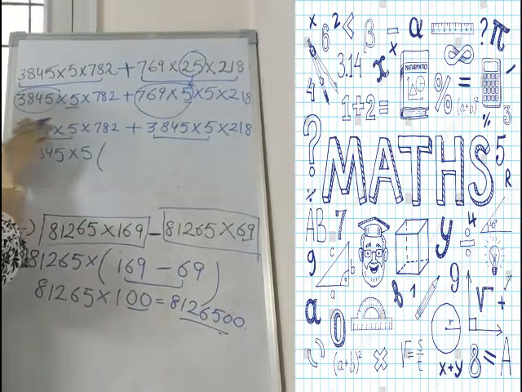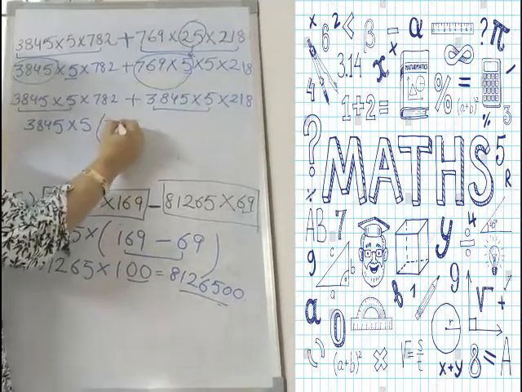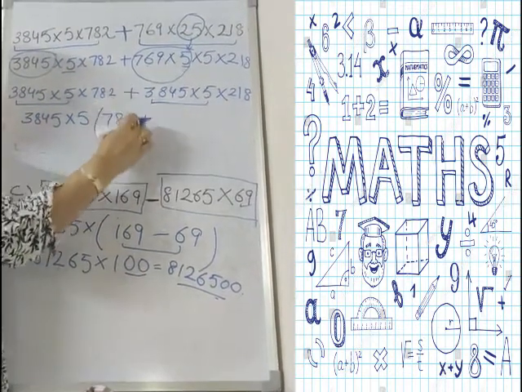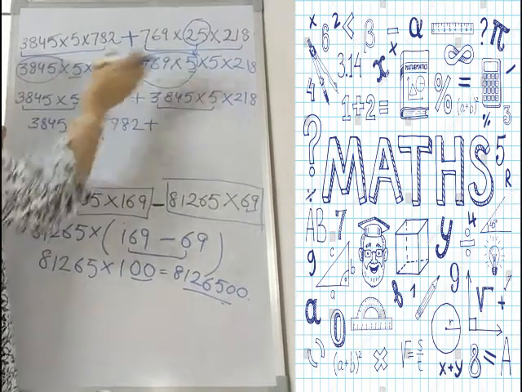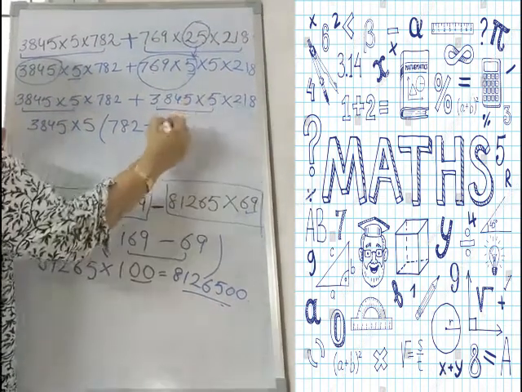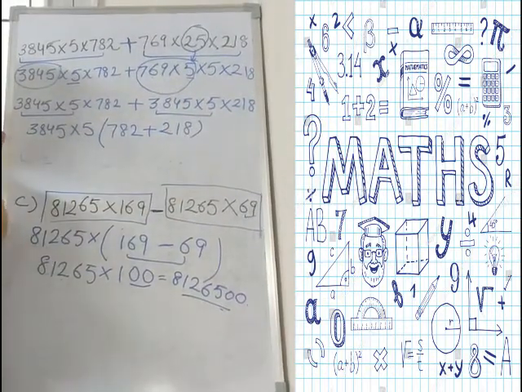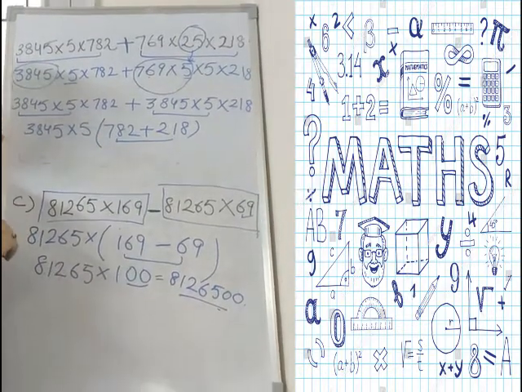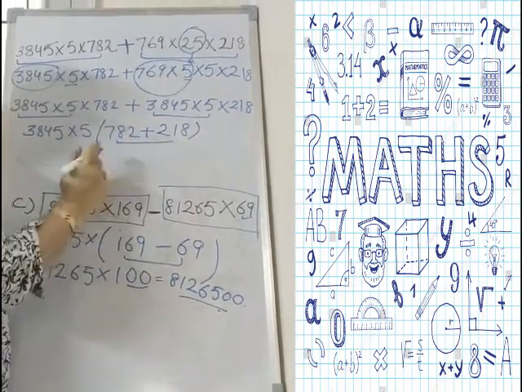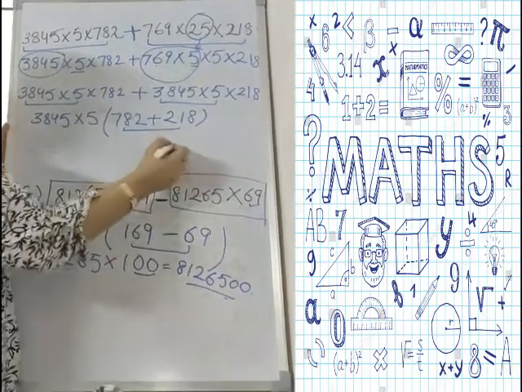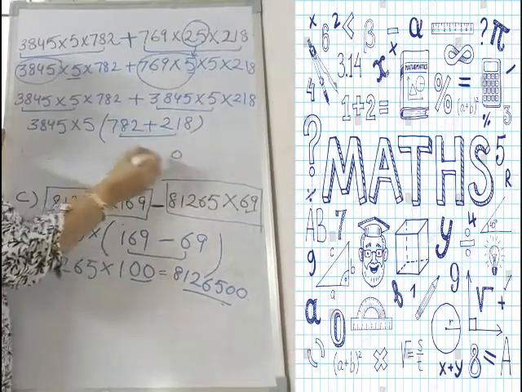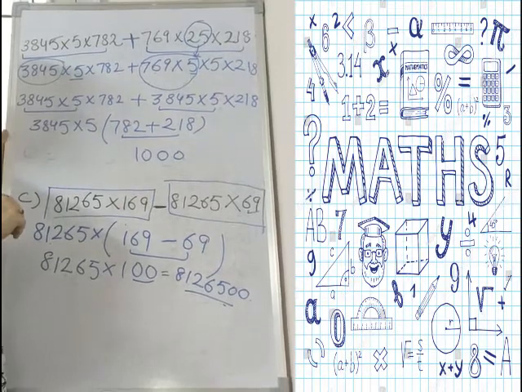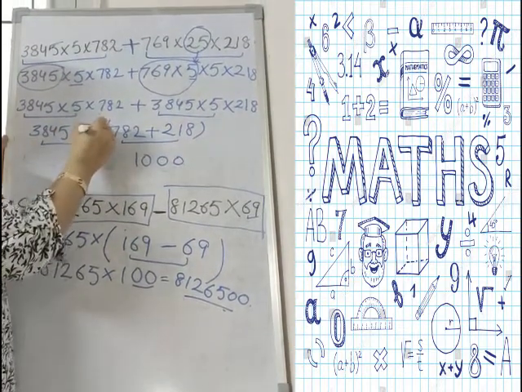In first term you have taken out these numbers out, so you are left with 782 inside, and plus sign there, you will put plus sign. Again these numbers have come out, so you are left with 218. Now you have to solve the bracket first. When you solve the bracket, 782 plus 218, 8 plus 2, 10, it would be 1000. Now multiply these two numbers.